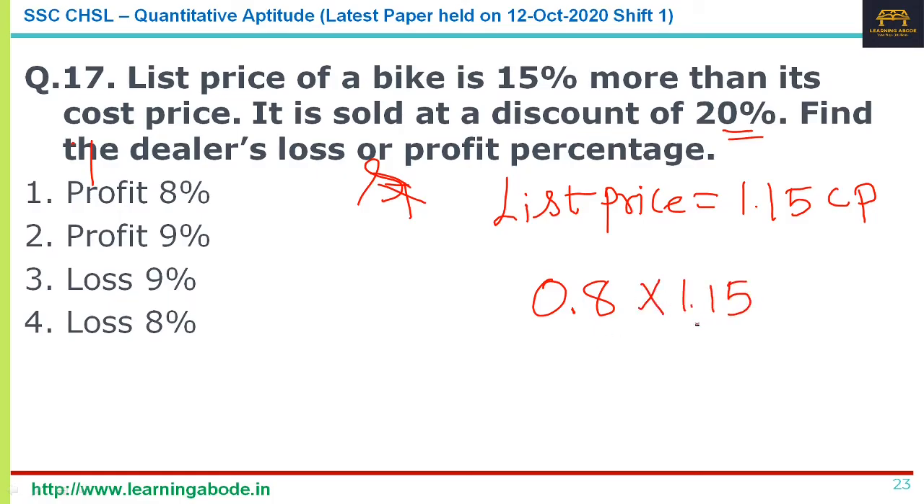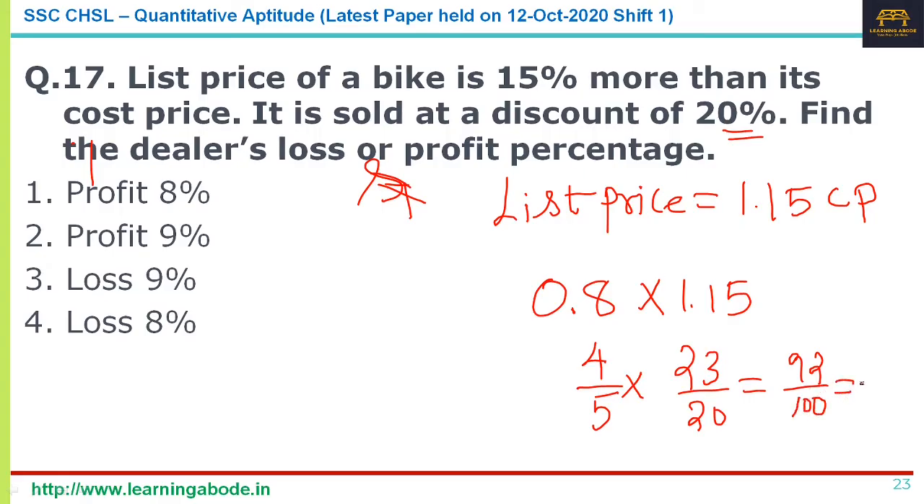1.15. Okay. So in terms of fractions, to make the calculation simple, you can write 0.8 as 4 by 5, and this 1.15 you can write as 23 by 20. So what you get is 92 by 100.